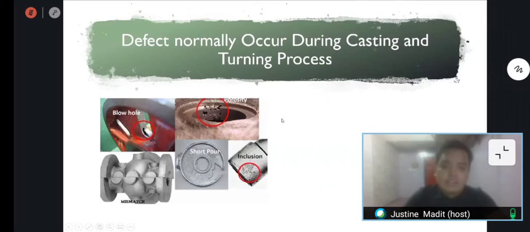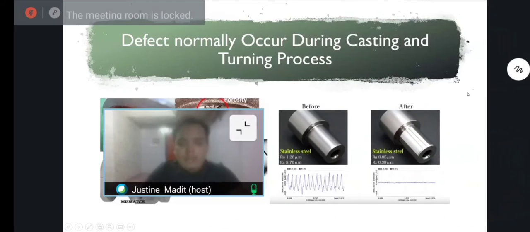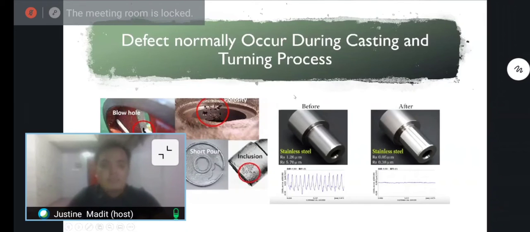Okay, now we will see what defects normally occur during the turning process. There are not many defects that can occur, but they usually occur.